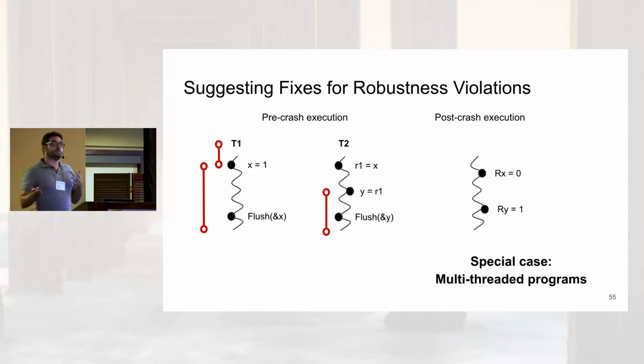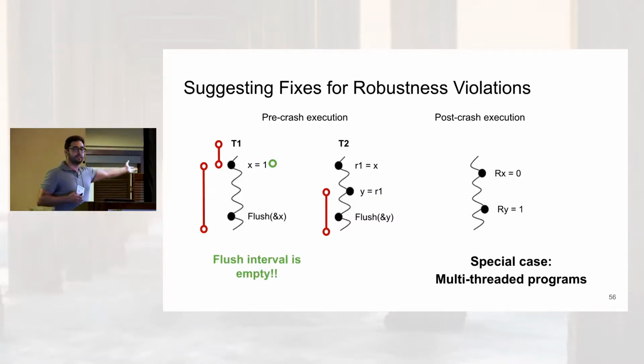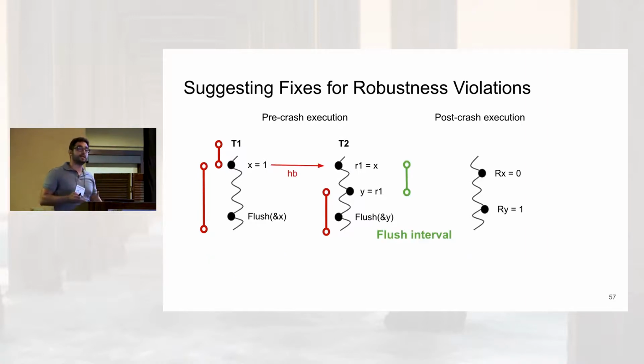Suggesting bug fixes is more complicated in the multi-threaded context because stores can be in different threads. This is the earlier example that there was a robustness violation in thread T1. If we use the same method to compute the flush interval for thread T1, the flush interval would be empty. In this case, PSan would compute flush interval in other threads.